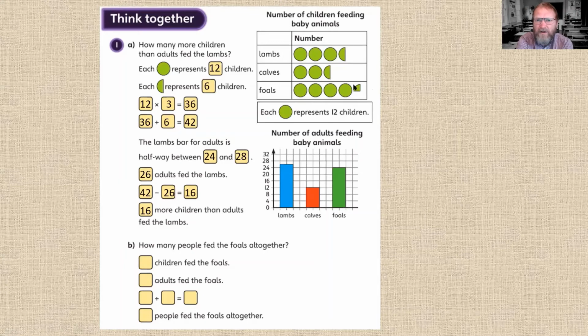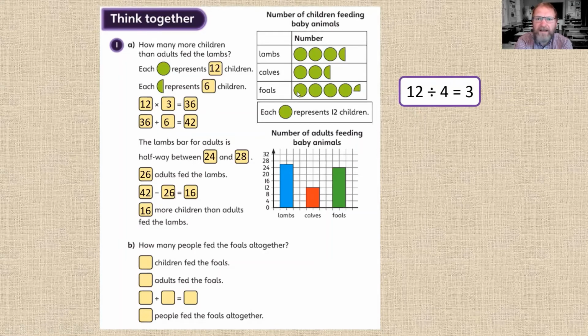But here we've got not half a circle, but a quarter of a circle. To find a quarter of something, we need to divide it into 4 equal parts, or divide it by 4. So 12 divided by 4 is 3. A really quick way of finding a quarter of something is to halve the number and then halve it again. So half of 12 is 6, half of 6 is 3. So 1/4 of 12 is 3.